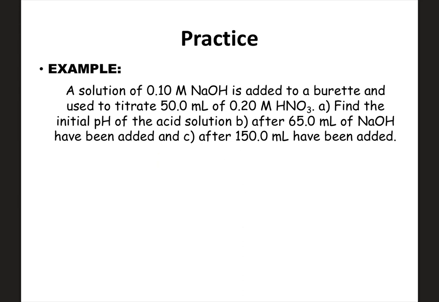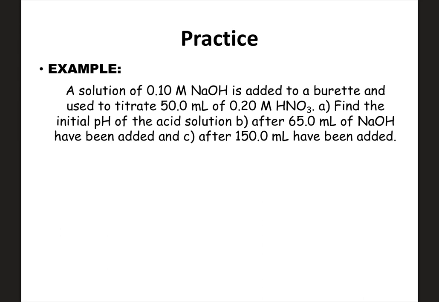Part B wants us to find the pH after 65 milliliters of the sodium hydroxide has been added. So remember here, this is a neutralization reaction. So when we're adding this NaOH, the acid that is there is going to react with it and neutralize it up until the point that the acid that is present is gone. So our goal here is to figure out, is there still acid left, or did we add enough base to now destroy all that acid?